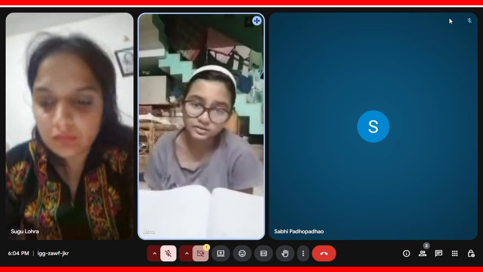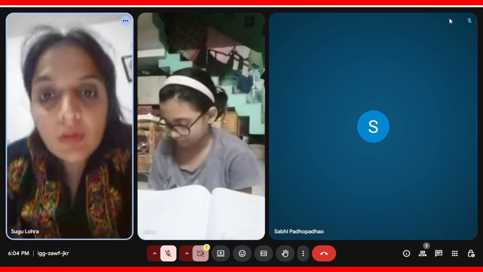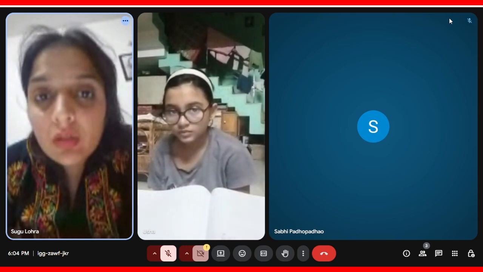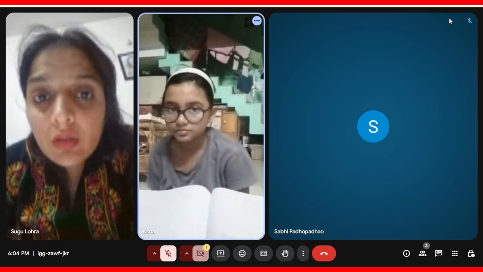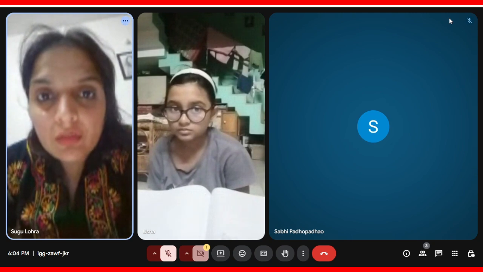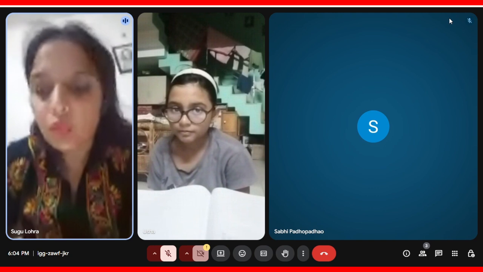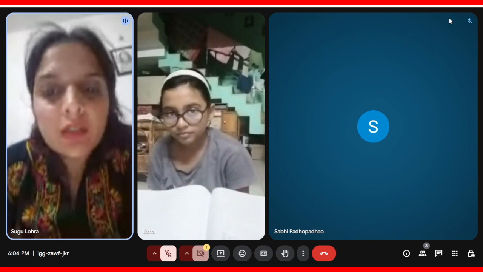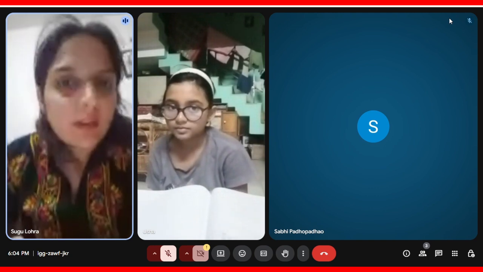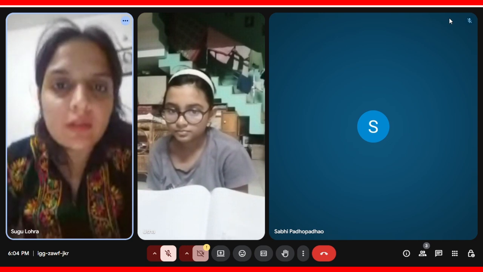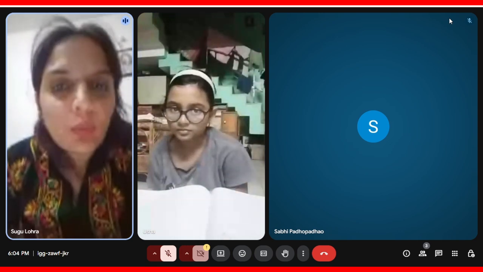Now come to the second figure and find out its perimeter. 38 centimeter. How much? 38. Yes, it is true. How do you find the perimeter? By adding all the sides. Sum of all the sides is equal to perimeter.